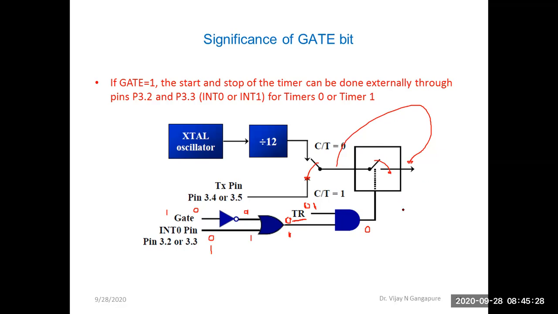In this way, by using the gate bit, we can externally control the operation of either timer 0 or timer 1. That means we can use the INT0 and INT1 pins externally to control the operation of timer 0 and timer 1, that is turning timer 0 or timer 1 on or off. So this is the significance of the gate bit.